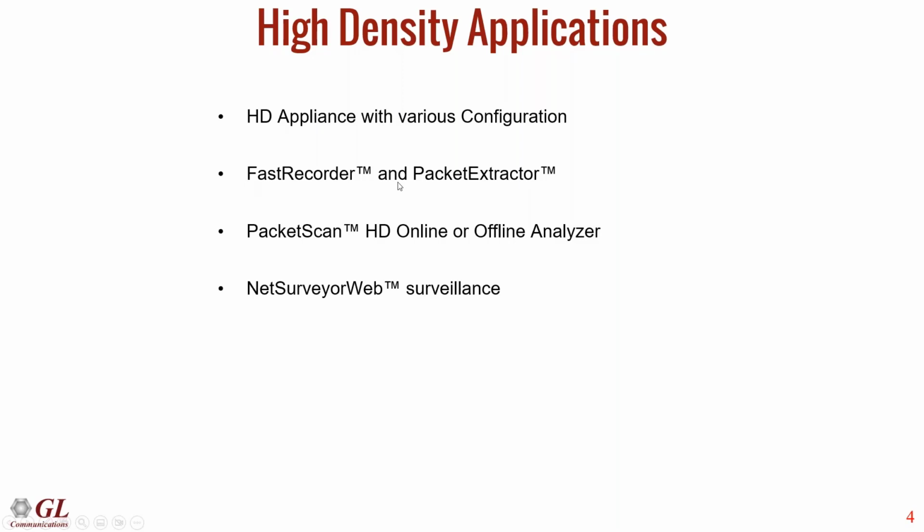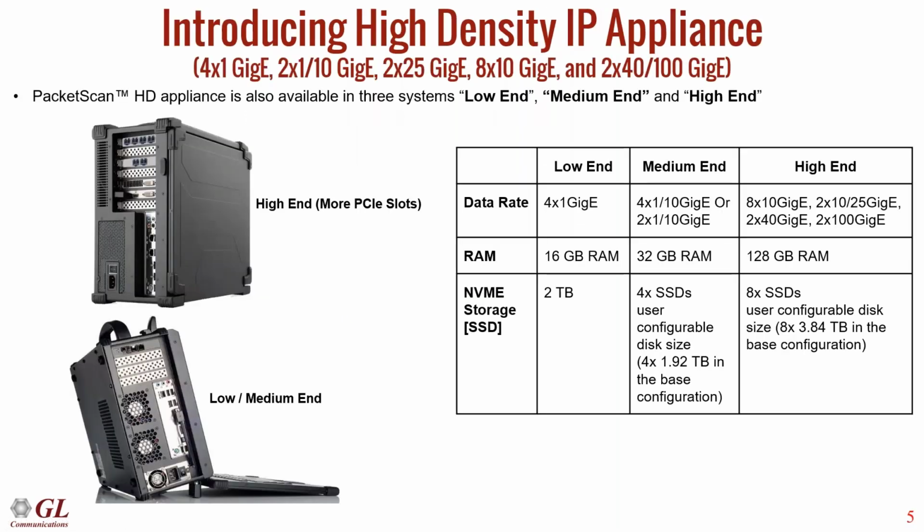It also comes with these two optional applications, FastRecorder and PacketExtractor. We'll talk about that as well. And if we have time, we'll talk about NetSurveyorWeb, which is the centralized dashboard. Okay, so this is our main system. Here on the left-hand side is PacketScan HD. Here we're showing the portable version, but again, we also have a rack mount version.